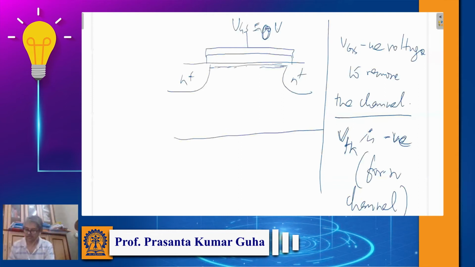So maybe the threshold voltage is -1 volt. So you have to apply below -1 volt, so -1.1, -1.5, etc. to remove the channel. Once it is over -1 volt, so -0.9, -0.8 and so on, then the channel is there, and it will act as a MOSFET. So this type of MOSFET is known as a depletion type MOSFET, because you have to apply a voltage at the gate to deplete or remove the channel.